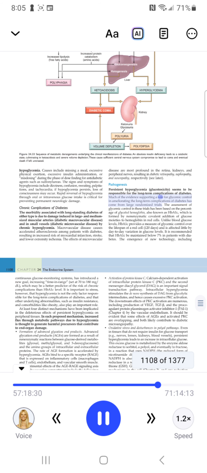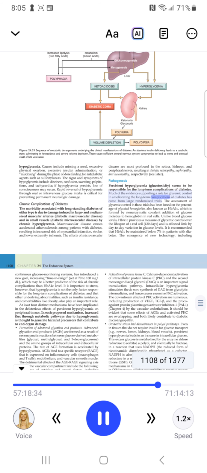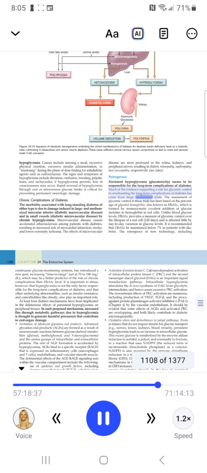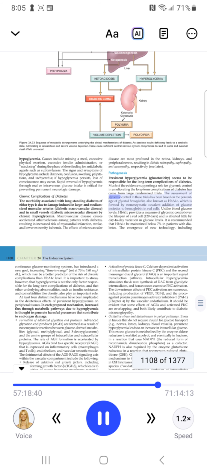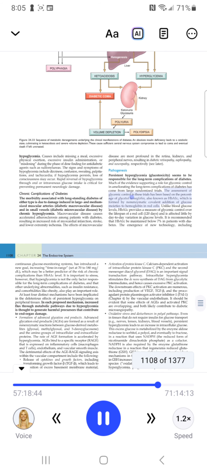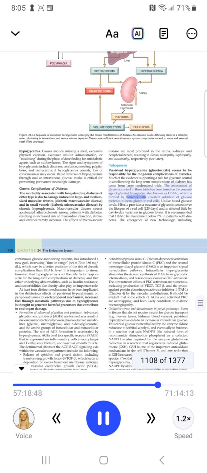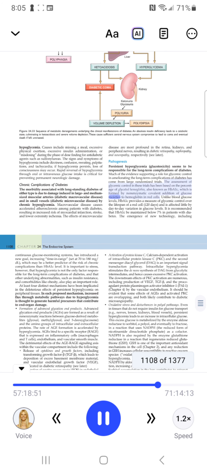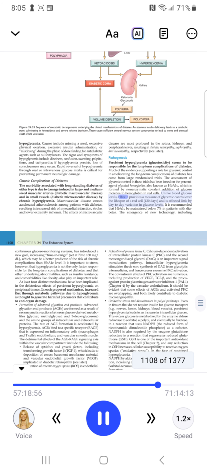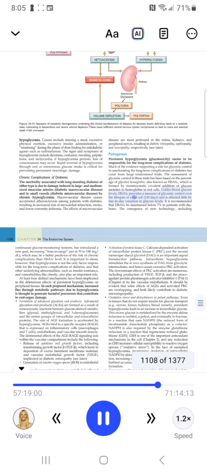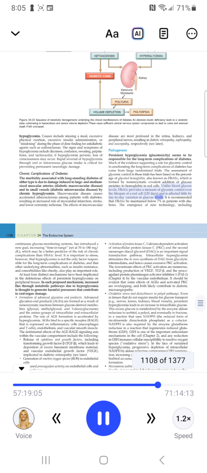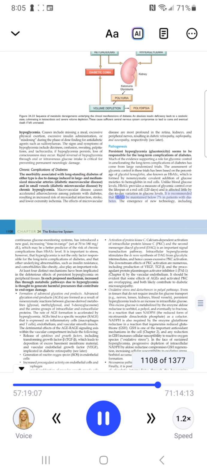Much of the evidence supporting a role for glycemic control in ameliorating the long-term complications of diabetes has come from large randomized trials. The assessment of glycemic control in these trials has been based on the percentage of glycated hemoglobin, also known as HbA1c, which is formed by non-enzymatic covalent addition of glucose moieties to hemoglobin in red cells. Unlike blood glucose levels, HbA1c provides a measure of glycemic control over the lifespan of a red cell, 120 days, and is affected little by day-to-day variation in glucose levels. It is recommended that HbA1c be maintained below 7% in patients with diabetes.